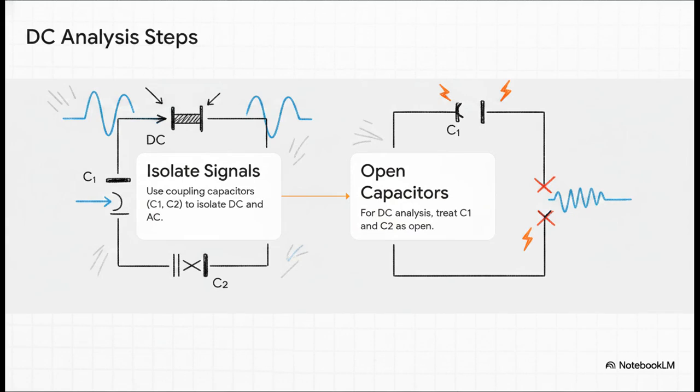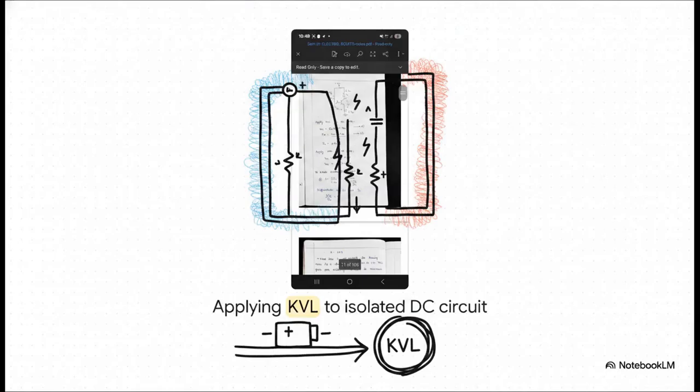So to figure out our idle state, we have to look exclusively at the DC and just totally ignore the AC. And to do that, we follow two strict rules from the notes. Step 1. We rely on our coupling capacitors, those are labeled C1 and C2, to isolate the DC and AC signals. Step 2. For the actual DC analysis, we treat those capacitors as completely open paths. Just imagine physically snipping the wires where C1 and C2 are. The AC signal is blocked from entering, the output is blocked from leaving, and we are left with just that core, idle DC circuit.